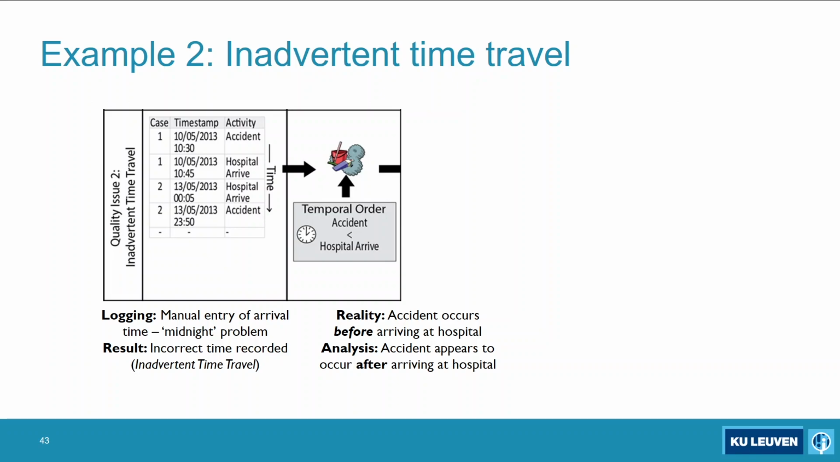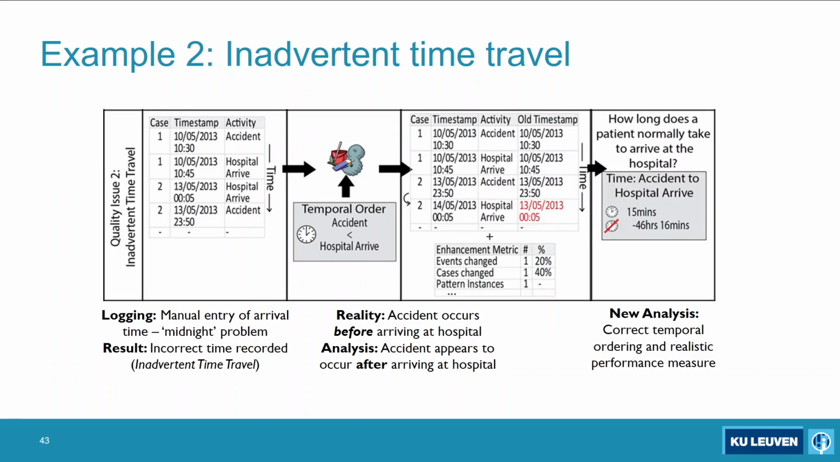Another problem is inadvertent time travel, something that we often see in manual logging. Here you see a hospital data set on the left-hand side, where you have cases, people arriving, or reporting an accident, and the hospital arrival time. But here you see that the person arrived just after midnight, the accident happened before midnight, but in the data set, the date is messed up. So the date was not properly recorded.